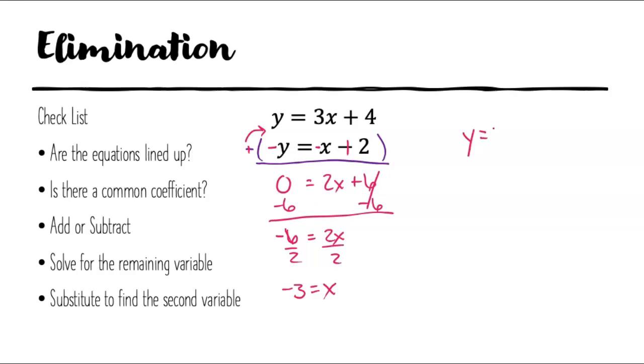Now we can plug that back in to find our y. Either equation works just fine. 3 times negative 3 plus 4, so y is going to equal negative 9 plus 4, or y is going to equal negative 5. So my solution here is (negative 3, negative 5). I would plug that back in to make sure it is correct, because it has to make both of those equations true in order for this to be the solution. Remember, it's where they intersect, it's where they overlap. So this point has to work in both.